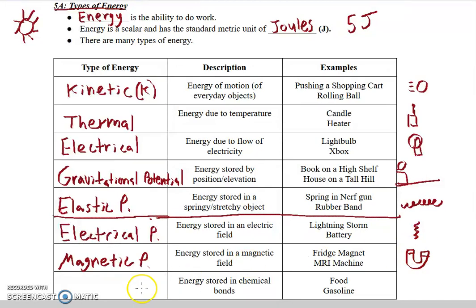And then the last type we're going to look at is chemical potential. Chemical P for potential. That's energy stored in chemical bonds. Food, gasoline that has energy stored in it that could later be released. So say like you had an apple, or cherry the way I drew it. So if you had that food, right, if you ate it, that energy might later be released by your body as motion or heat or something like that.